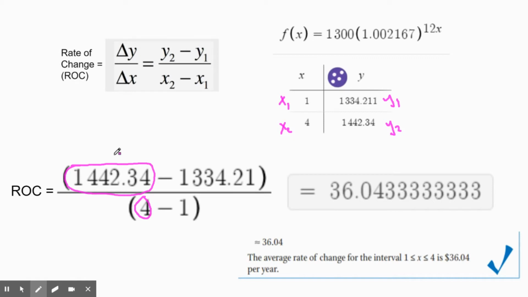So you will get exactly the same answer if I did 1 minus 4 in the denominator and 1,334 minus the 1,442. You will get exactly the same answer of 36.04. So the average rate of change for this interval between 1 and 4 is $36.04 per year.